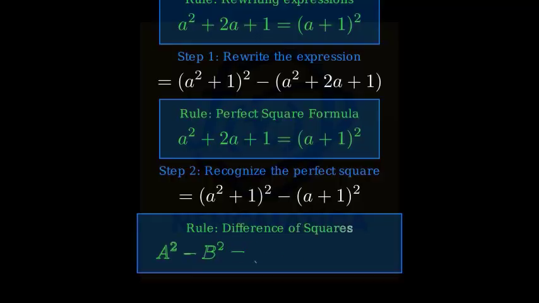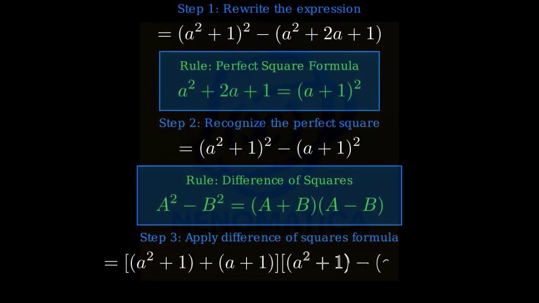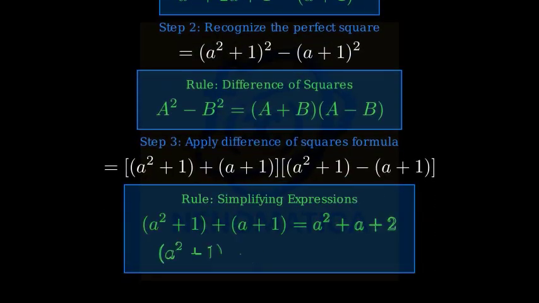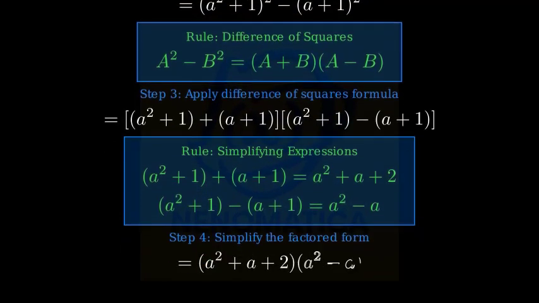For step 3, we'll apply the difference of squares formula. We have a squared plus 1 plus a plus 1 multiplied by a squared plus 1 minus a plus 1. In step 4, we simplify the factored form. In the first factor, we get a squared plus a plus 2, and in the second factor, we get a squared minus a. This gives us a squared plus a plus 2 times a squared minus a.